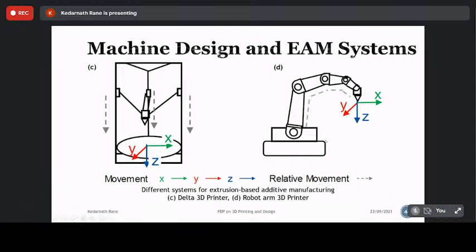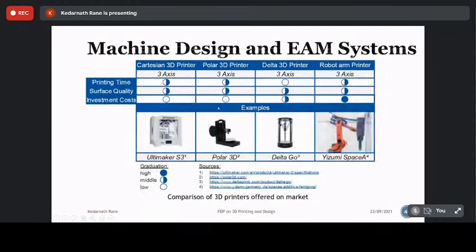Another aspect is the robot arm, similar to direct energy deposition or other processes, for very big deposition. We can utilize robots to deposit the material in the XYZ plane. Again, it is a very slow process, and a lot of kinematic links are there. Accuracy is another problem with this system as compared to the Delta printer. So here I want to summarize these machine design aspects.